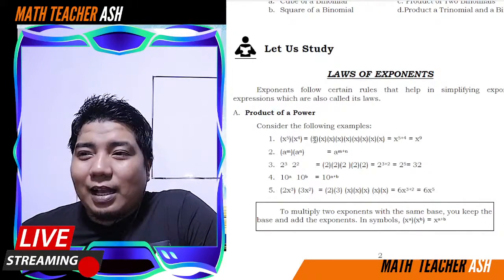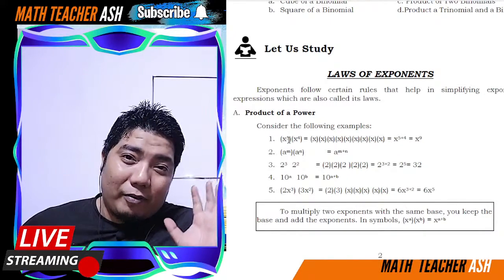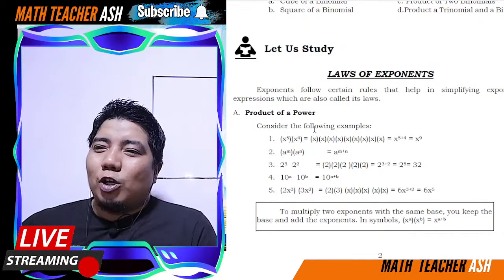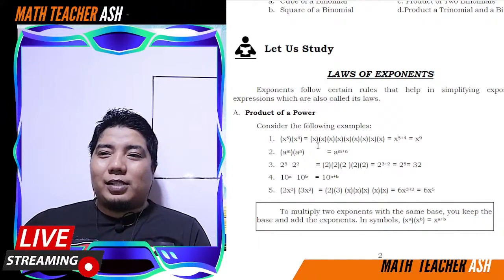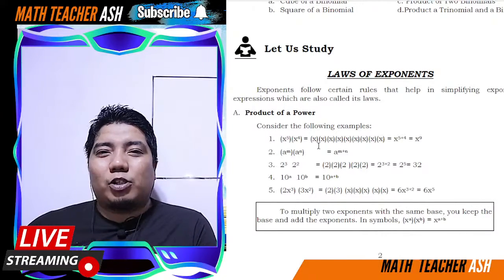So, technically, my dear math learners, ang ibig sabihin lang ng x to the 5 ay merong 5 x. Ang x to the power of 4, merong 4 na x. So, pag samahin mo yung 5 x at saka 4 na x, you will have siyam na x. So, that is x to the power of 9.